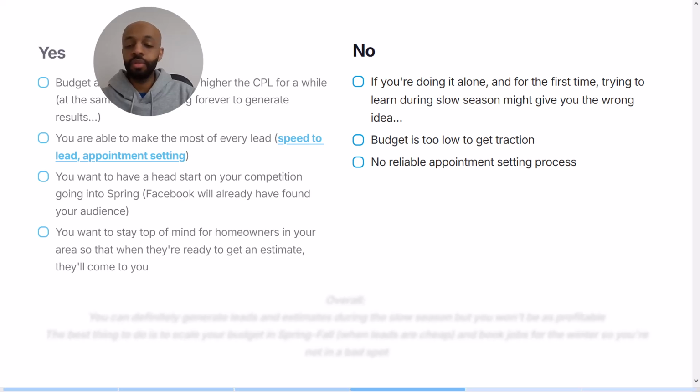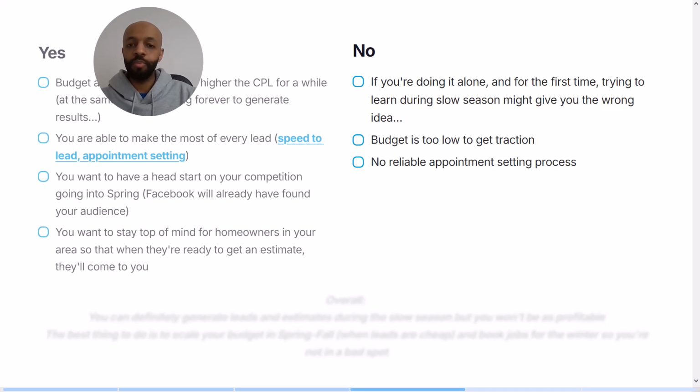And obviously, if your budget is too low to get traction, then again, the results are going to come in very slow and you're going to get the wrong idea. You're going to think, oh, Facebook just doesn't work, or it doesn't work in my area, or maybe my ads are bad. And your ads might be perfectly fine, okay? Maybe you watched my video on some of the best ad creatives and you followed it. But because people just aren't looking for these services, even when they see this really good ad, they're just not going to respond to it as readily, okay?